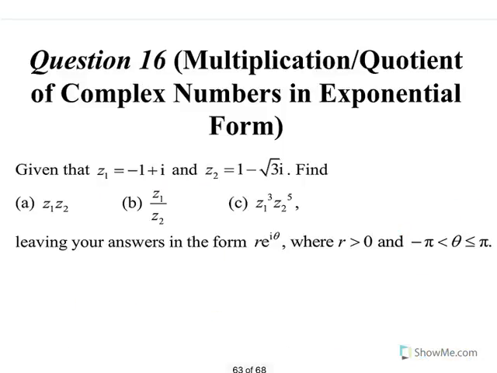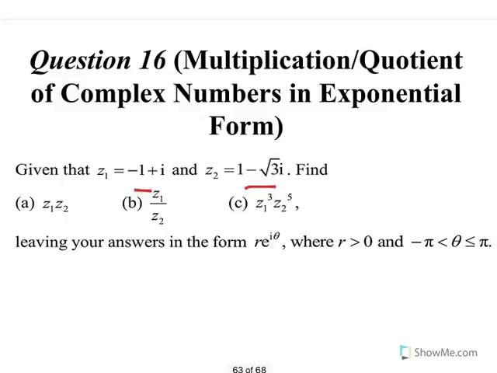Then question 16. For question 16, parts A, B, C are actually left empty, so I'm going to go through A and B very quickly. z1 is equal to negative 1 plus i. z2 is equal to 1 minus square root 3 i. How do we find z1 and z2?